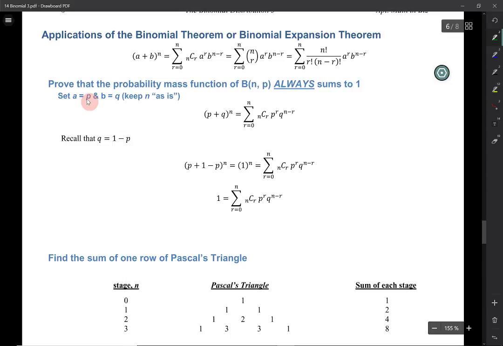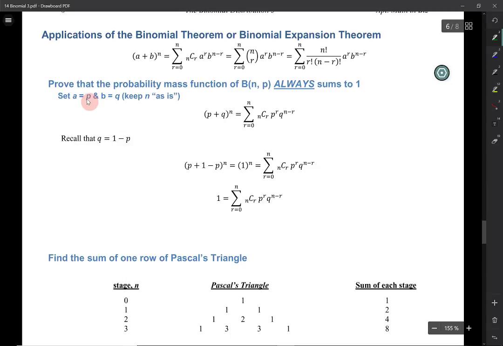R will be 0, so this is Q to the N. So now we have only failures, but we would have only one of them, because if R is equal to 0, we know that N choose 0 is always 1. So we only have one of those. Meanwhile, if we say that R is equal to N, the coefficient becomes 1. P becomes P to the N power, Q to the N minus N becomes Q to the 0, and so the Q goes away. So now we have all successes, and we have only one of those, right?